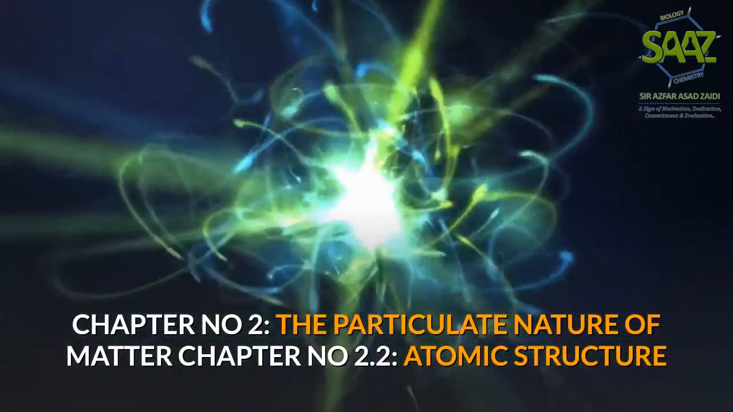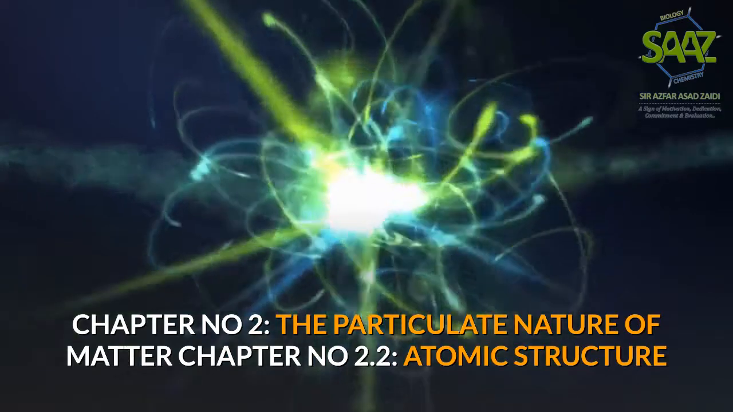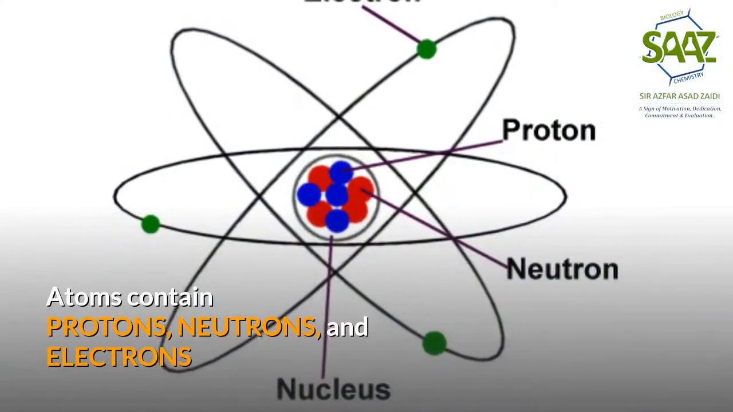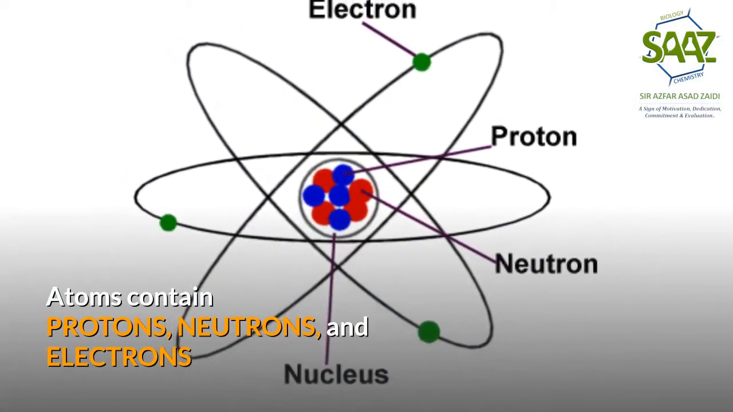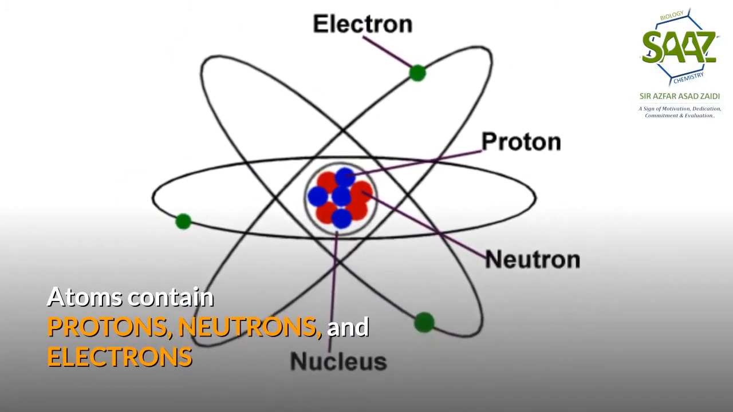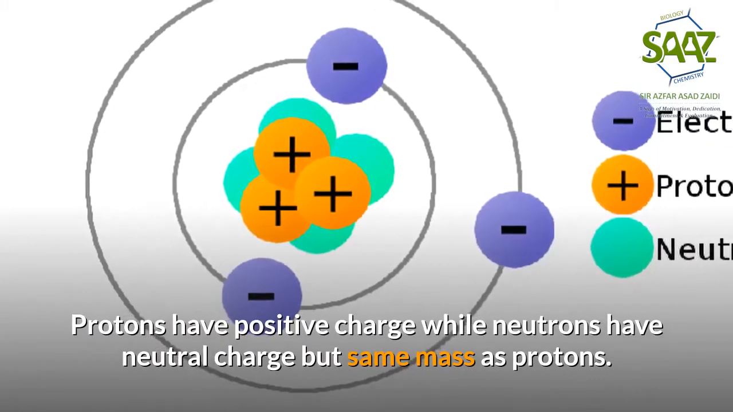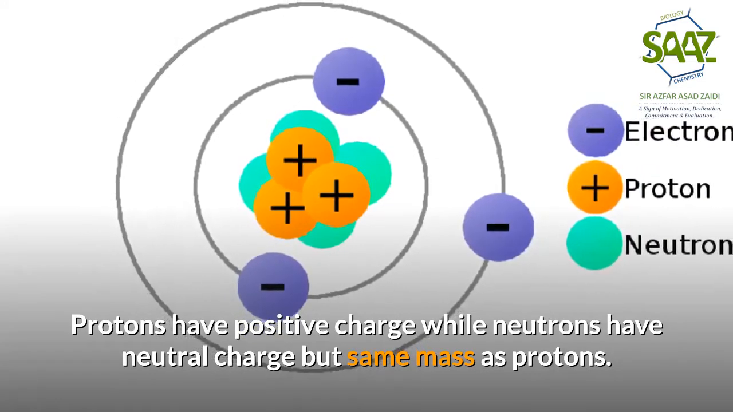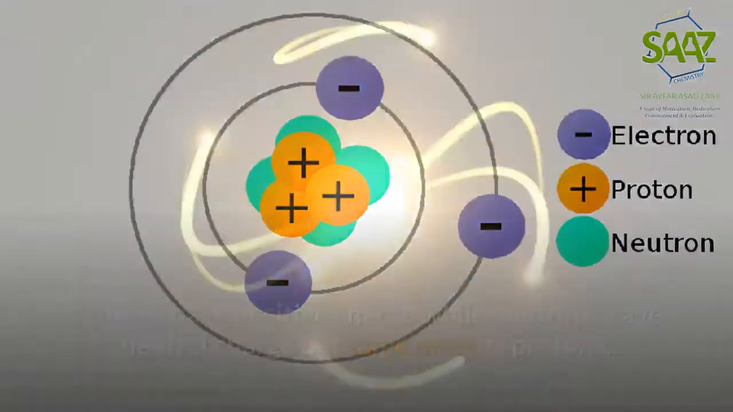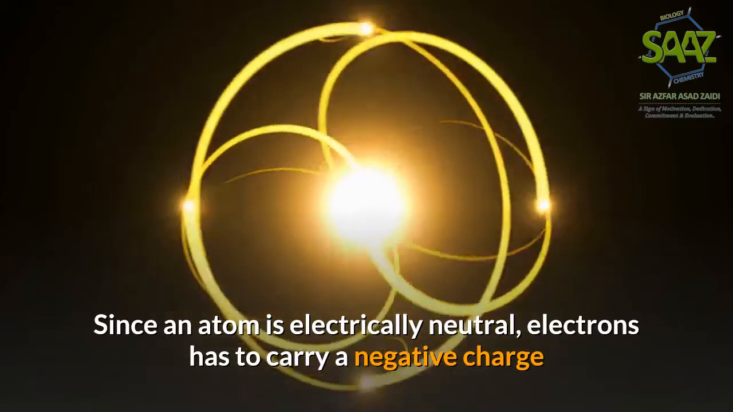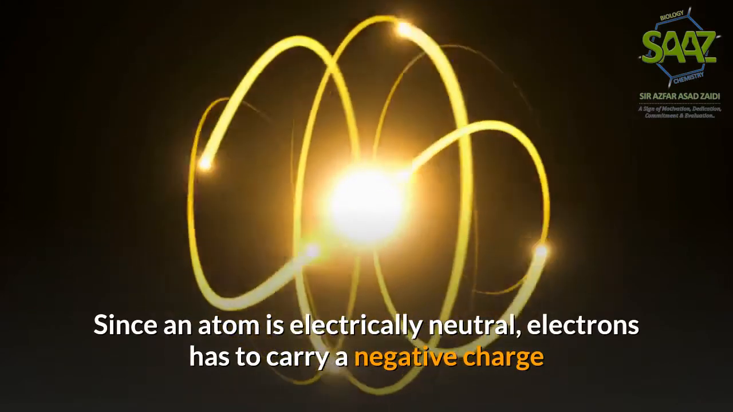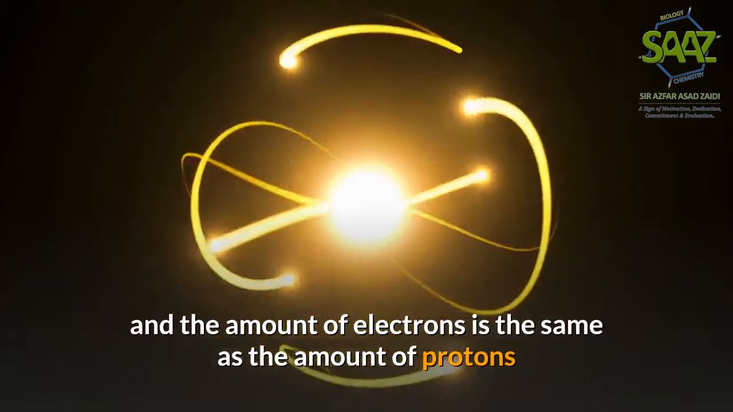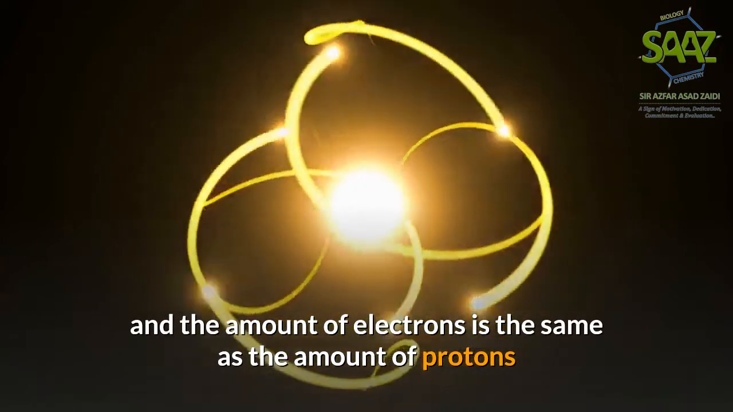Chapter number 2, the particulate nature of matter, subchapter number 2.2, atomic structure. Atoms contain protons, neutrons and electrons. Protons have positive charge while neutrons have neutral charge but same mass as protons. Since an atom is electrically neutral, electrons have to carry a negative charge and the amount of electrons is the same as the amount of protons.